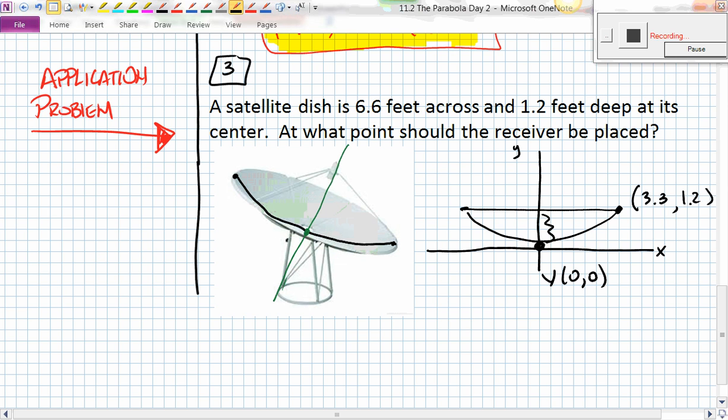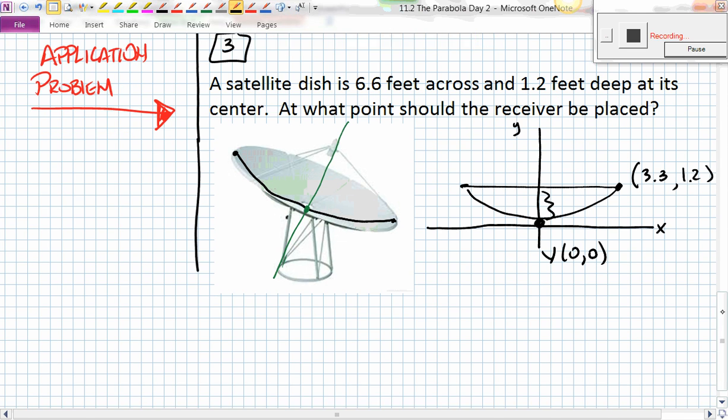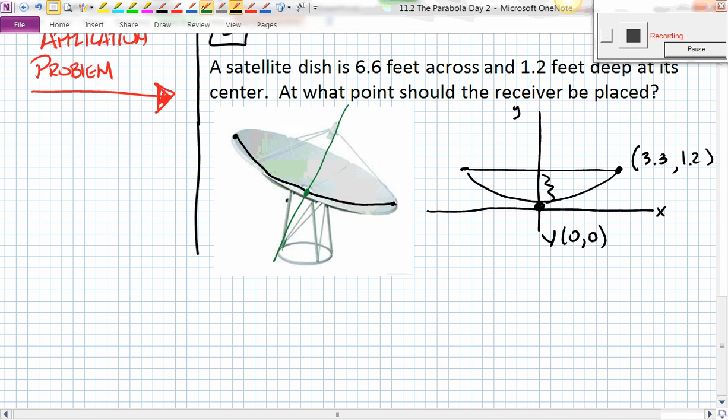So what am I looking for? I'm looking for A, which is the focal point, right? So this represents an X. This represents a Y. So what equation can I use? That's it. This is x squared equals 4ay. X squared equals 4ay. And what's our goal? Find A, because that will tell us where to put what? The receiver. You got it. All right, here we go.